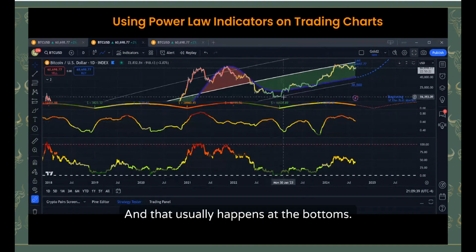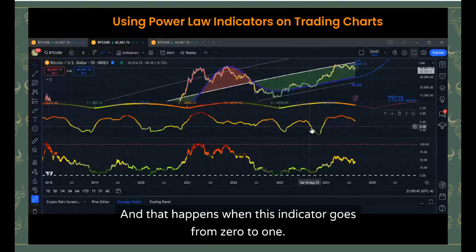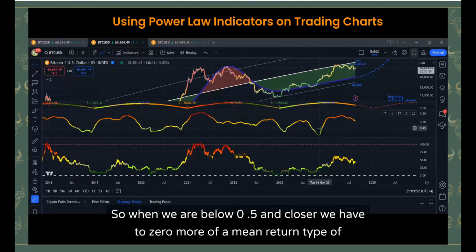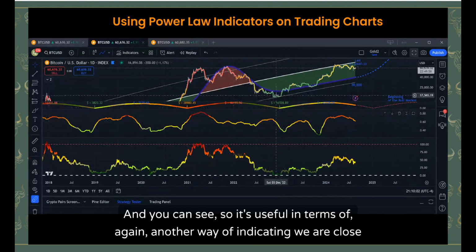And that usually happens at the bottoms. When we are below the power law, usually this is how the price behaves. And that happens when this indicator goes from 0 to 1. So when we are below 0.5 and closer to 0, we observe more of a mean reversion type of behavior. And you can see.